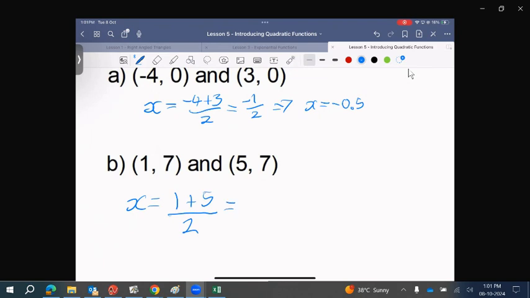So we get 6 over 2, which equals what? 3. Our axis of symmetry always has to be an equation. X equals 3 is the correct answer.